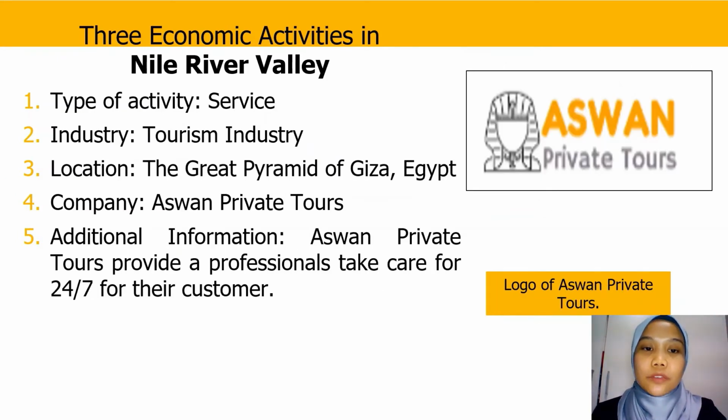Second, economic activities in the Nile River Valley is service activity, which is in the tourism industry and located at the Great Pyramid of Giza, Egypt. The company that arranged this industry is Aswan Private Tours. Aswan Private Tours provide professional care 24/7 for their customers.